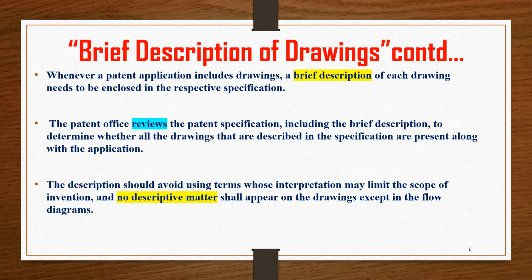Fine. The next point is, the description should avoid using terms whose interpretation may limit the scope of the invention, and no descriptive matter shall appear on the drawings except in the flow diagrams. So the exceptional case is the flow diagrams. Fine. So I hope all the points are clear now. So let us proceed.